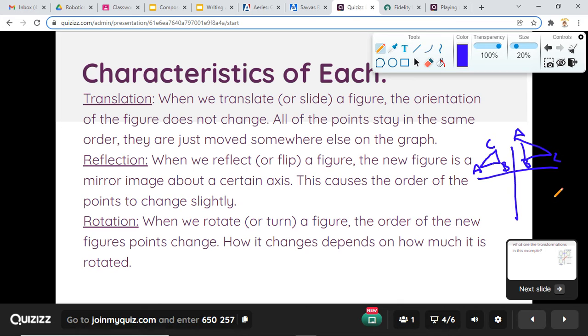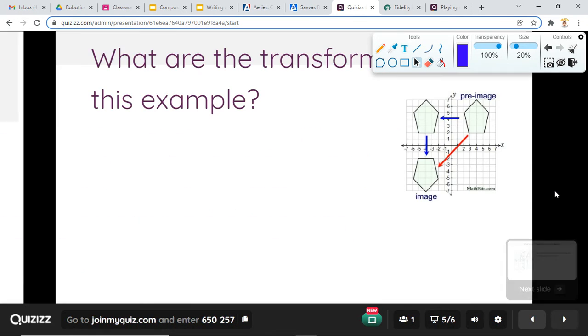So whenever you see the points completely change or almost like they turned or rotated counterclockwise, that's going to be our clue that we are dealing with a rotation. All right, feel free to pause this video if you need to get these written down here, but we're going to go on to our next slide.